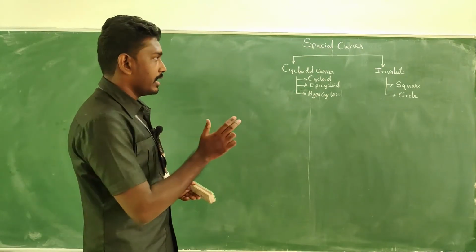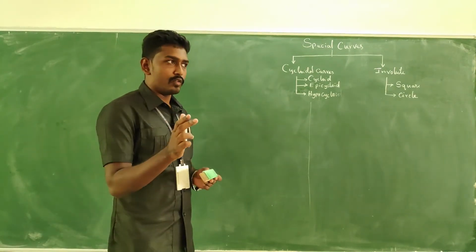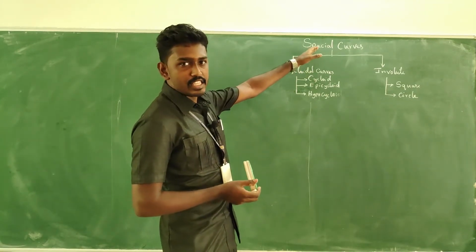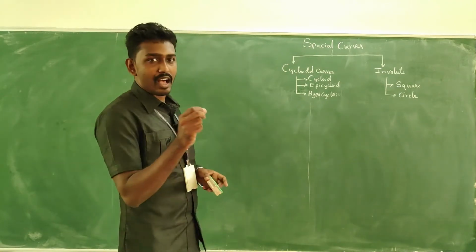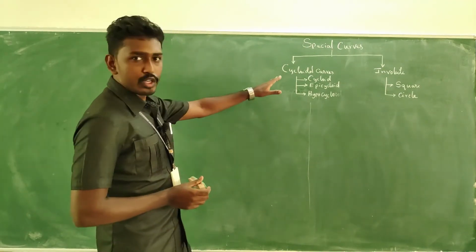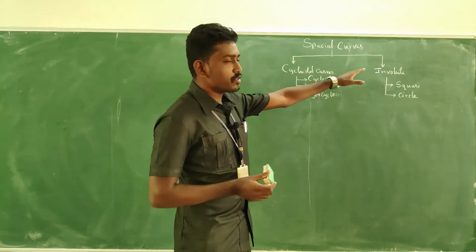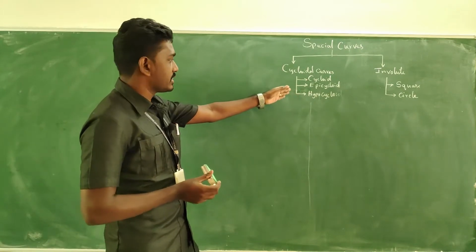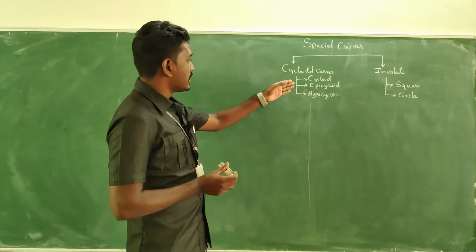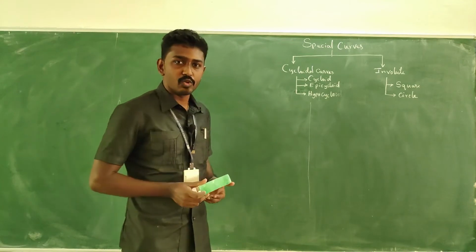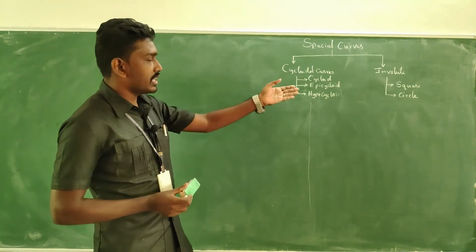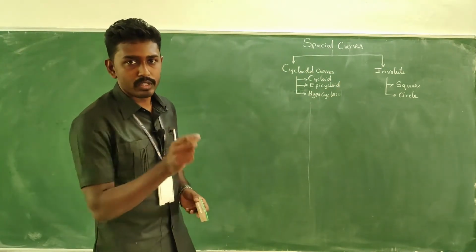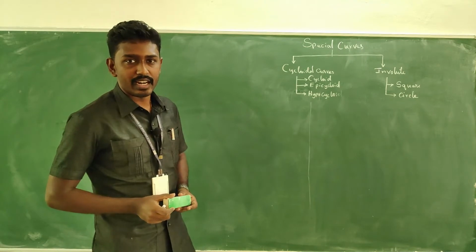In the engineering field, we always say that apart from the conic curves, all the curves come under the special curves. As far as our syllabus is concerned, we are going to concentrate on cycloidal curves and involutes. Under cycloidal curves, there are three curves: the cycloid, epicycloid, and hypocycloid. In the other wing, involutes, we are going to learn about the square involute and circular involute.